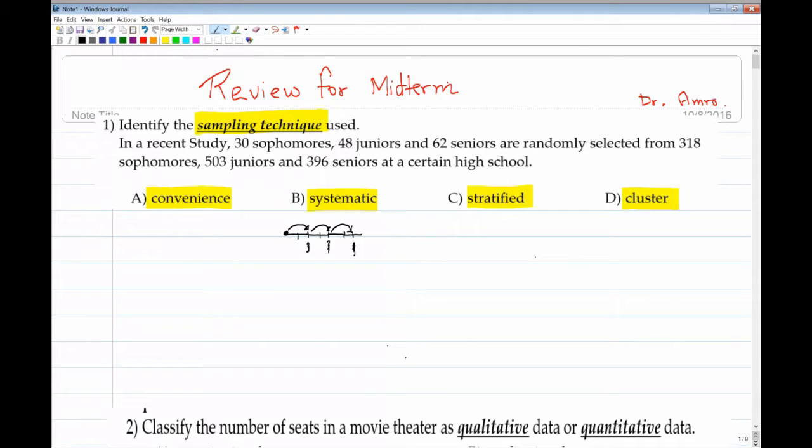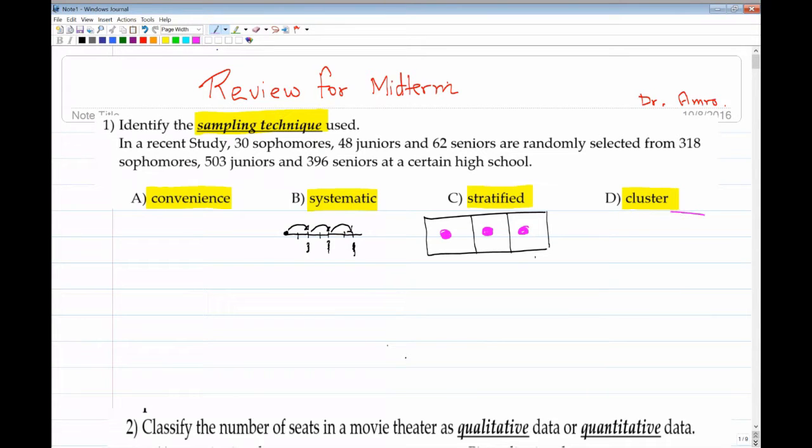In stratified, what you do first is divide the population into different groups. After that, you go to each group and select some out of each. You can select them all, but you also can select some. The minute you actually go to each individual group and select from it, that is called stratified.